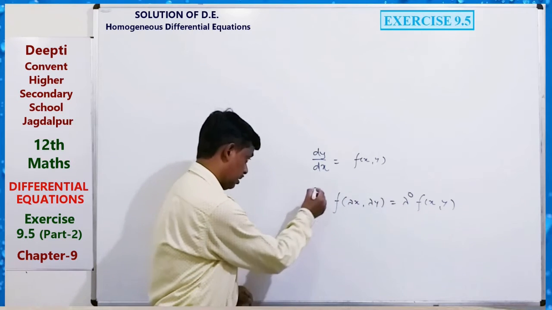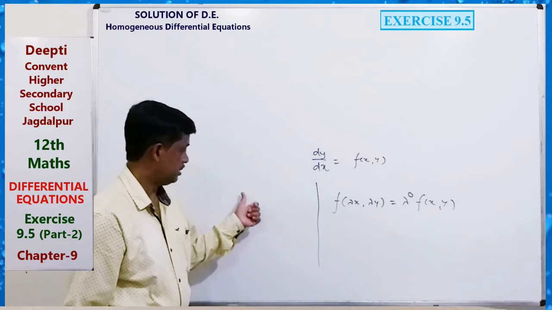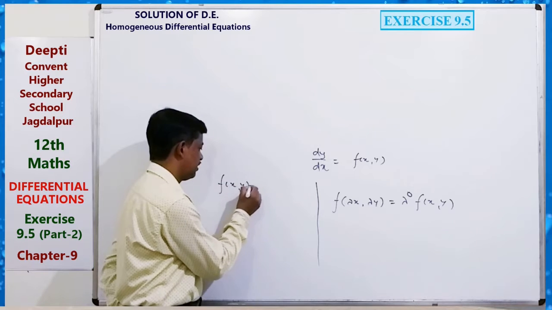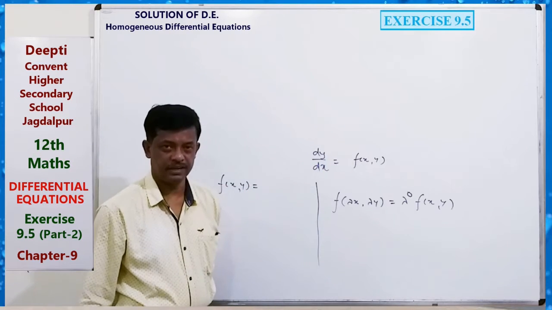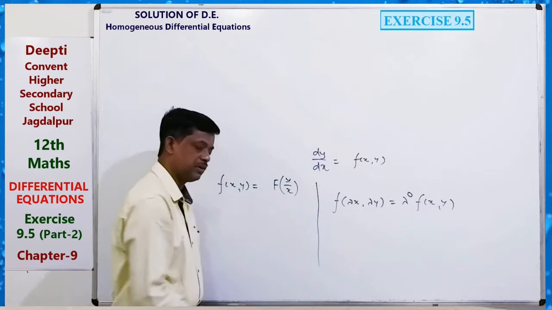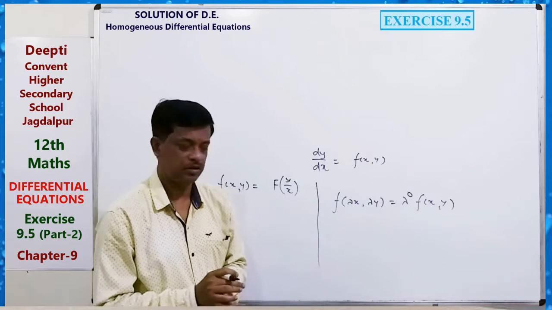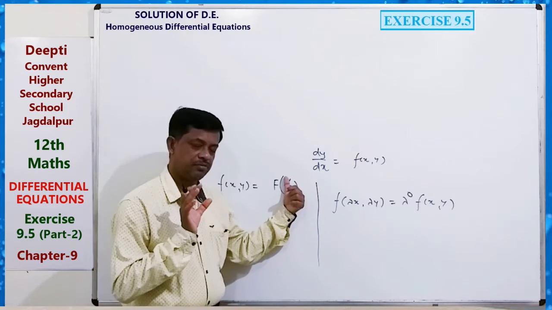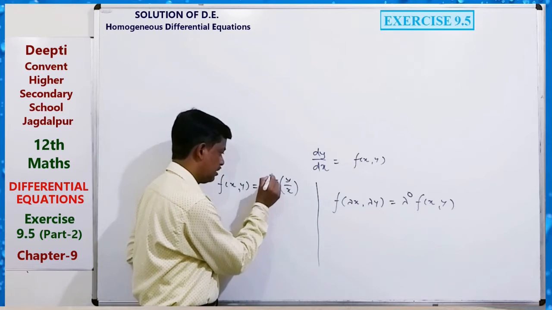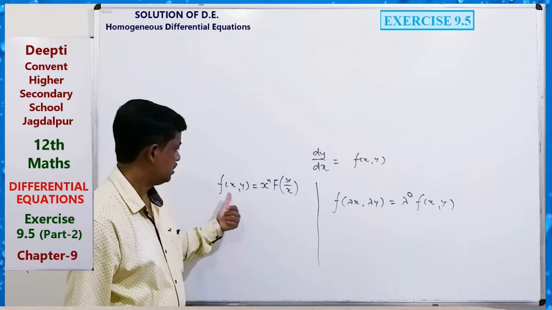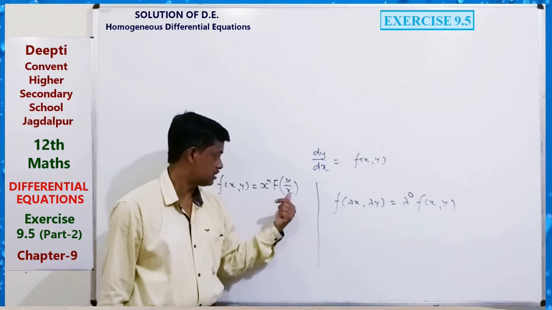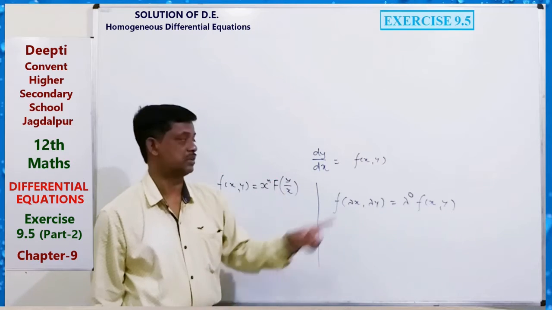The other method is if we can write f(x, y) as a function of y by x, a new variable y by x, multiplied by x to the power n. Then it is an nth degree homogeneous function. If the given function can be written like this, a function of y by x times x to the power n, then it is an nth degree homogeneous function.